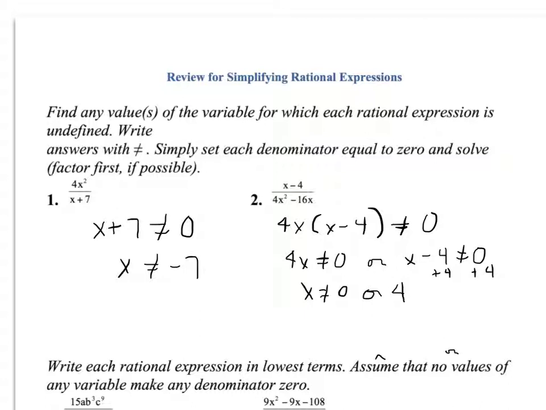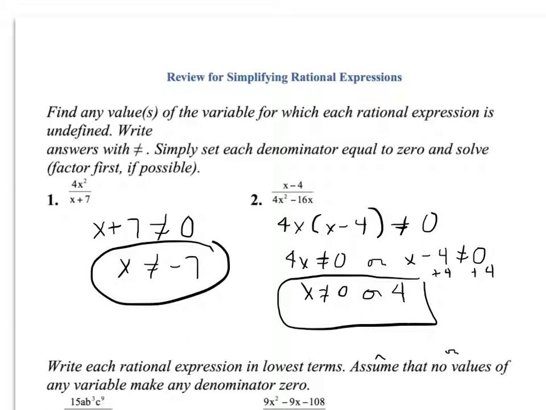At this point, if all you're looking for is what would make your fraction undefined, you don't care what's in the numerator. The numerator's fine. It can be anything. We only need to discover what values would create a problem for us in the denominator. So the first one had one possible value we couldn't use. The second one had 2.